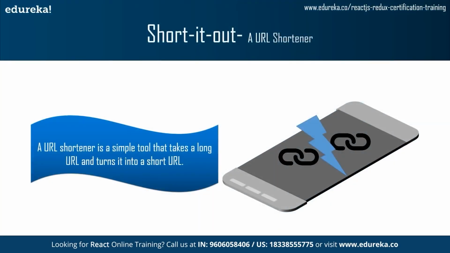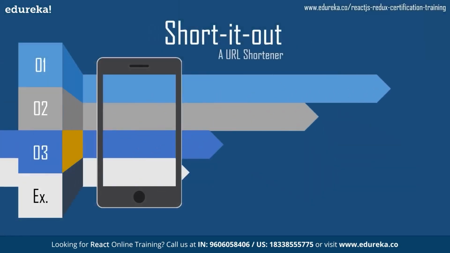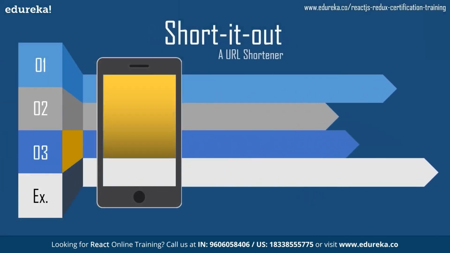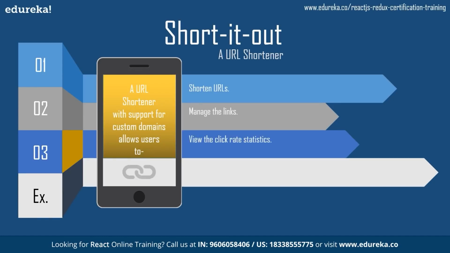Now let's move on to Short It Out, a URL shortener. A URL shortener is basically a simple tool that takes a long URL or link and turns it into a short URL. As we know, or you might not know, a URL shortener with support for custom domains allows users to shorten the URLs, manage the links, and view the click rate statistics. For inspiration, you can check out some real-world examples like Cut, Bitly, etc.